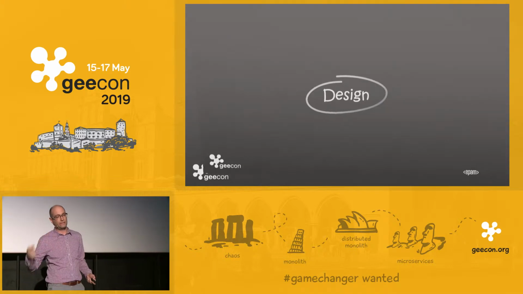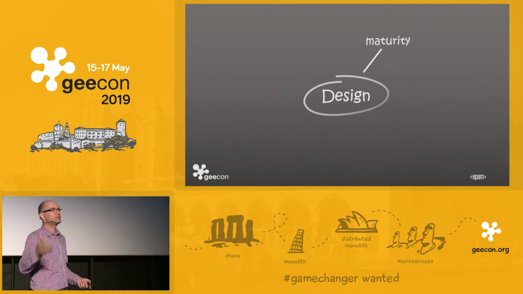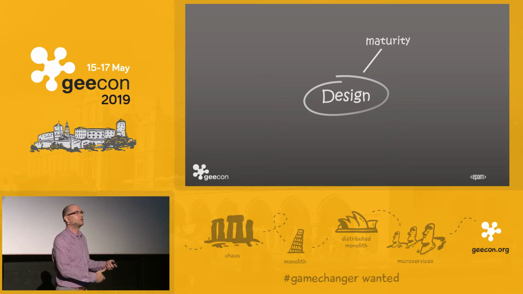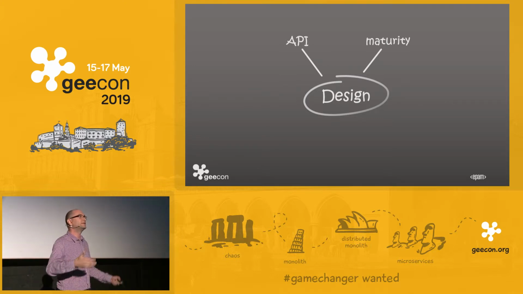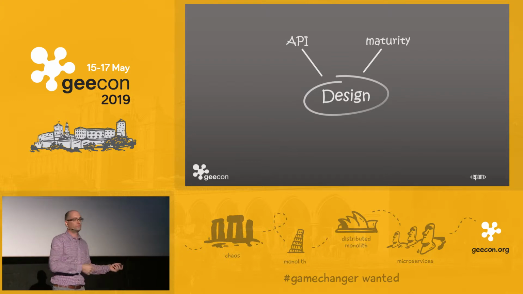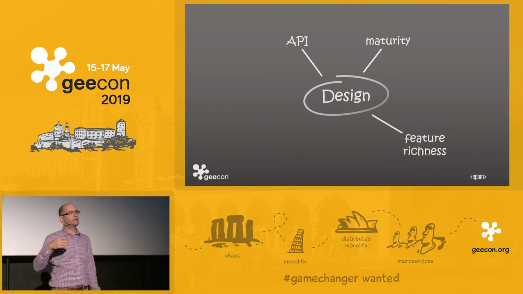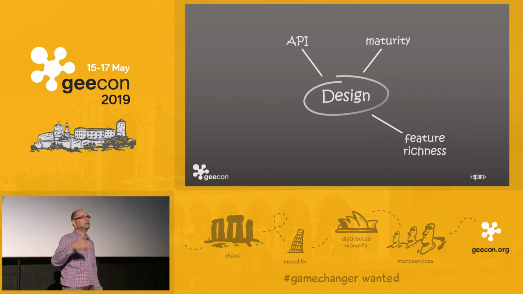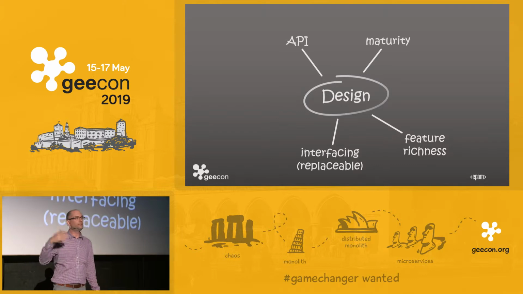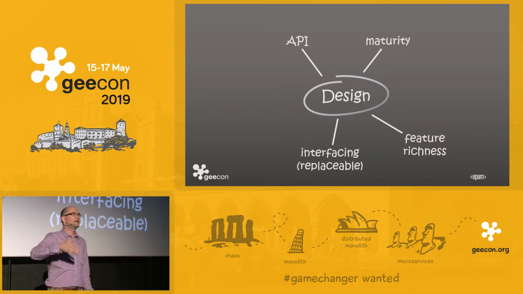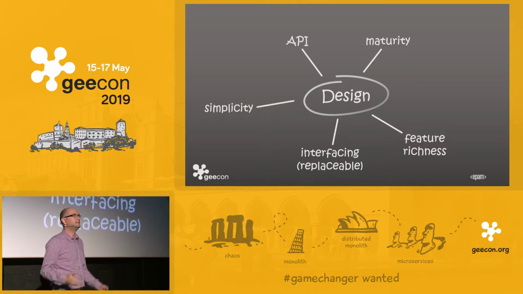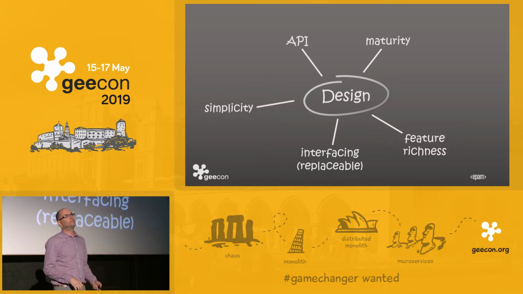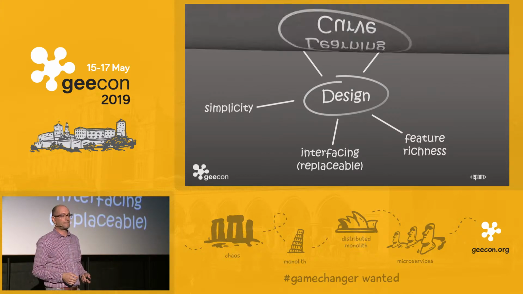Now, if we think about design, we can think about things like the software's maturity, the number of years the community put into refining the software, really. We can think about the API. How easy is it to use? Is it able to integrate with our own ecosystem of software? We can think about the feature richness, and especially the features we really need. Also, interfacing, is it replaceable? Can it be integrated at all with my own tools? And of course, simplicity is in many cases a huge driver when you are working in a complex environment, right?